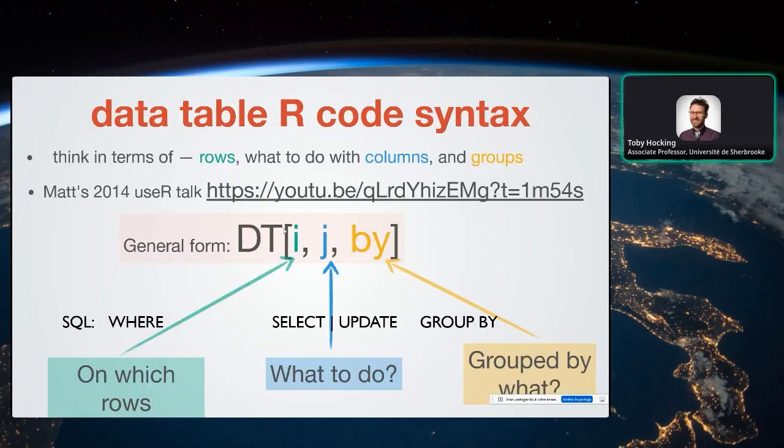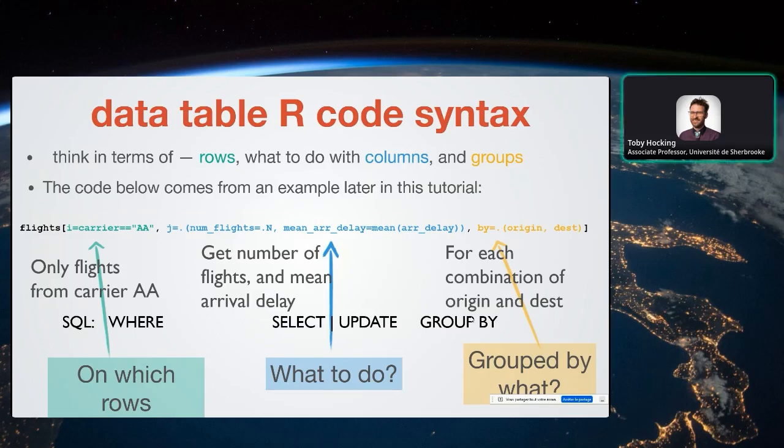That is this square bracket syntax where we have this i, j, by, where you can do mostly everything in data.table using just these square brackets. The first argument, i, is the equivalent of the SQL where clause, showing on which rows you're going to do the query. The second argument, j, is the select or update in SQL, so what to do on the columns. And the third one is by, where you can do group by, so you can do different computations for different groups in your data.